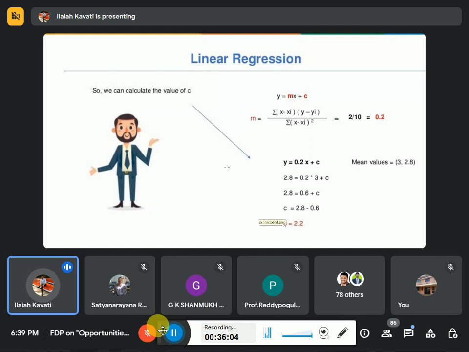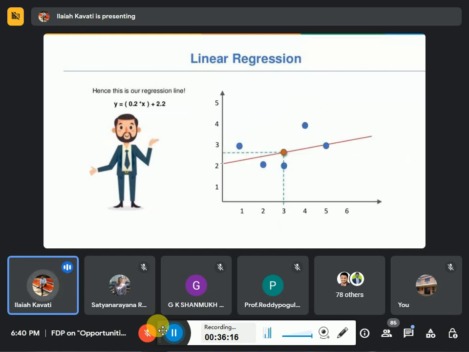So the regression line will start on the y-axis at 2.2. C equal to 2.2 means the regression line starts on the y-axis at 2.2. You can see here that at 2.2 the regression line started, and it passes through the mean point, the red point, which is 3, 2.8. So for this data, this is the calculated regression line.